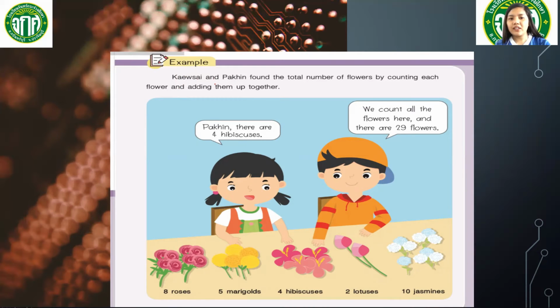Kelsai and Pakin found the total number of flowers by counting each flower and adding them up together. Okay, so Pakin, there are 4 hibiscuses. So how did Kelsai know that there are 4 hibiscuses? Very good, because she counted the flowers. She counted the hibiscuses flowers. All right. So how about Pakin?